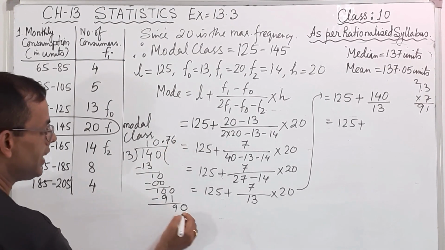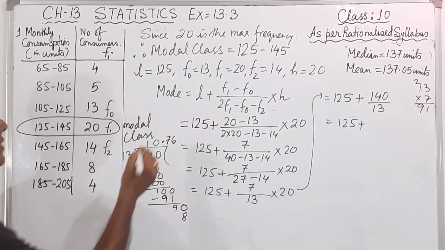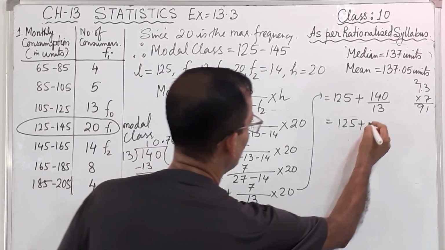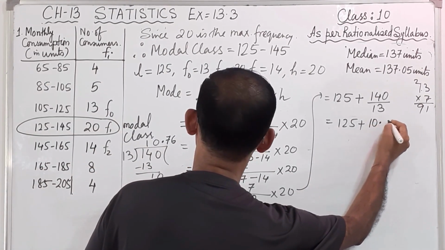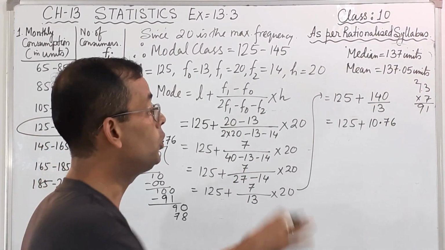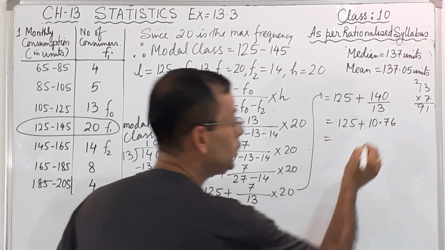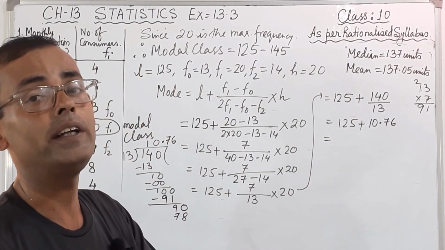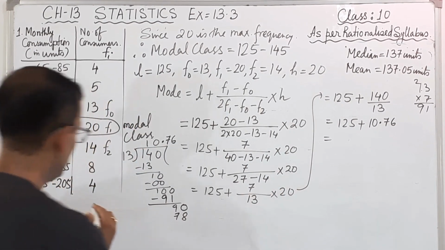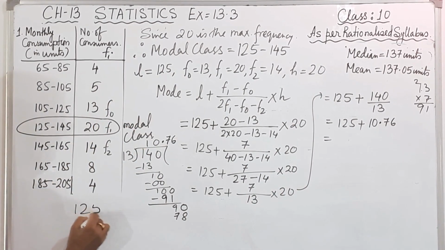So 6 3s are 18. 1 carry. 6 1s are 6, 7, 78. Finished. So 10.76. So now I am going to add it. So 125 plus 10.76, when I will add, how will I add? Let me show the rough here. 125.00 and this is what?